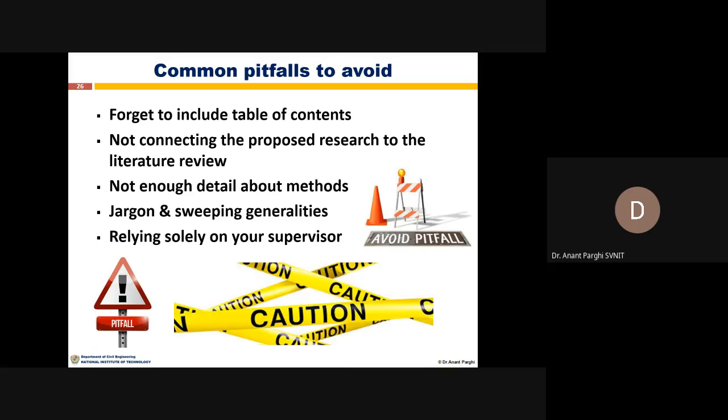So, common pitfalls to avoid: forgetting to include the table of contents. Sometimes we make mistakes, we get problems. Like forgetting to include the table of contents, not connecting the proposed research to the literature review. Also, there is no connectivity between your proposed research and your research. Not enough detail about the methodology, jargon, sweeping generalities, right?